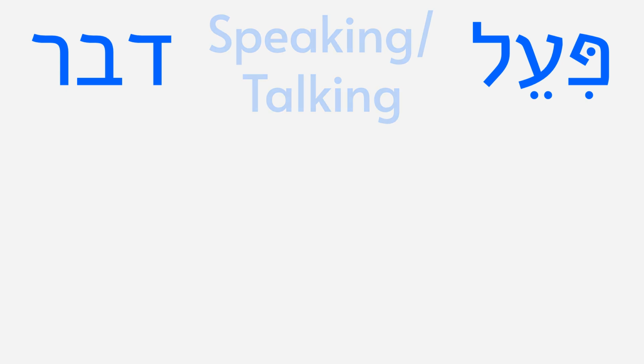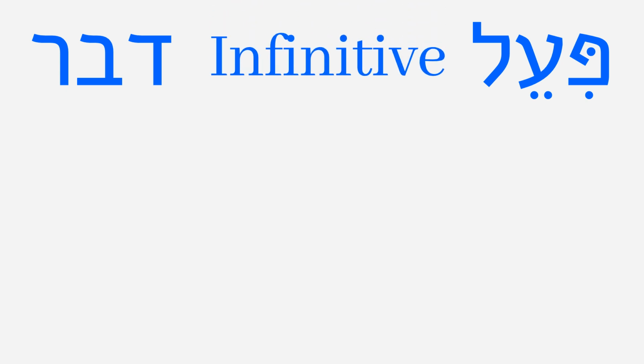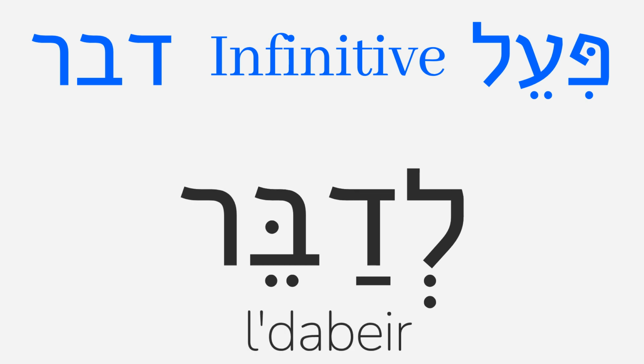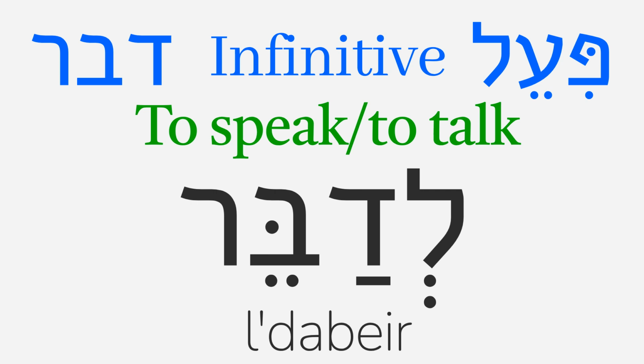Let's use this root to see how a regular Piel infinitive is made. All infinitives will start with the preposition le, to, regardless of binyan. In the Piel, the vowel under this le is a schwa. Then we have the first root letter dalet with a patach, and the second root letter beit with tzere, and also a dagesh. This dagesh in the second root letter is an important characteristic of the Piel. We end with the third root letter resh. That makes ledaber, which means to speak or to talk.